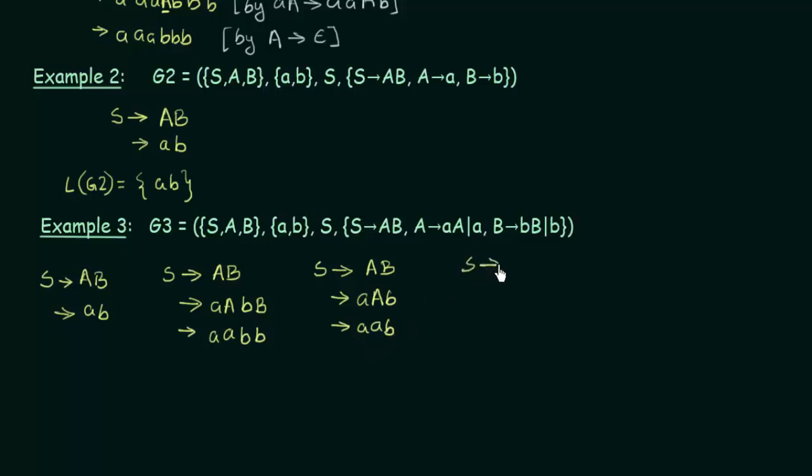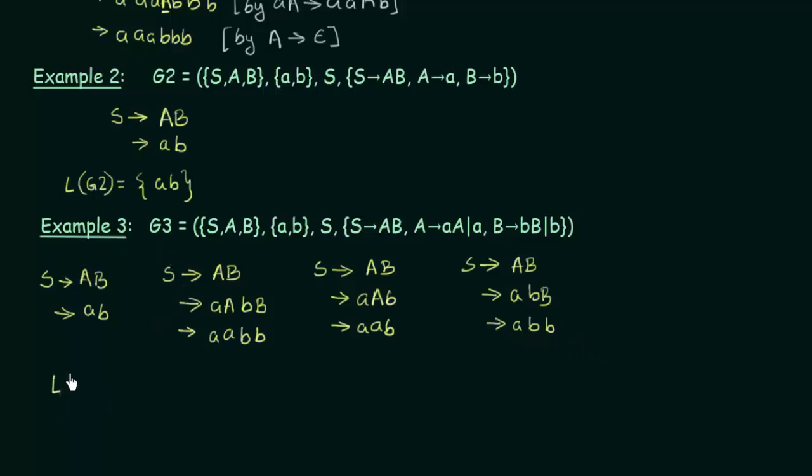And let's see one more. S gives AB, and now instead of A I will write small letter a, and instead of B I will write BB. This is another choice that I can make. This a comes as it is, this B comes as it is, and instead of this B now I will take small b: abb. So this is another string that can be formed. So depending on the choice of production that you take, you can generate many strings using this grammar G3.